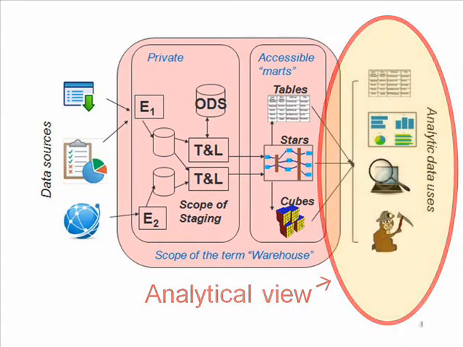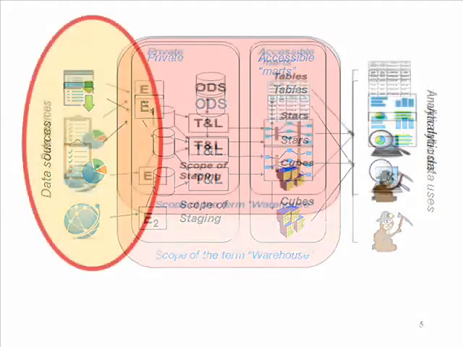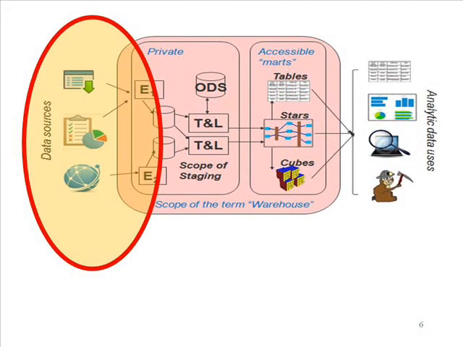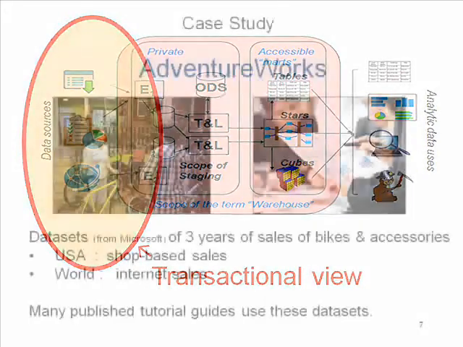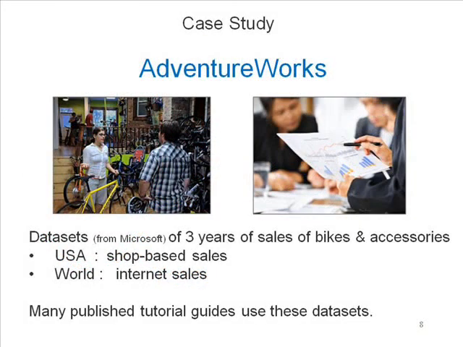And we also said that the data warehouse gets its data from multiple sources. And over the next few exercises, you'll see why these data sources are said to be structured according to a transactional point of view. But first, let us introduce you to a case study that will run throughout the data warehousing section of the module. It's the AdventureWorks case study.